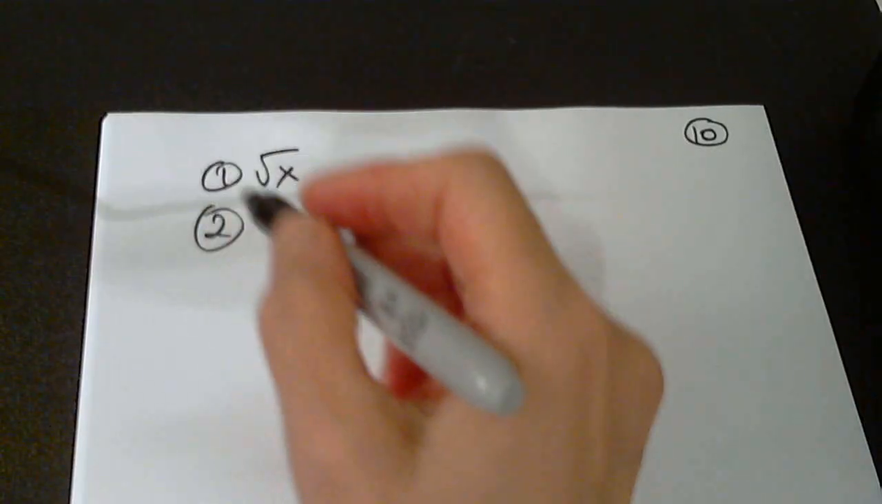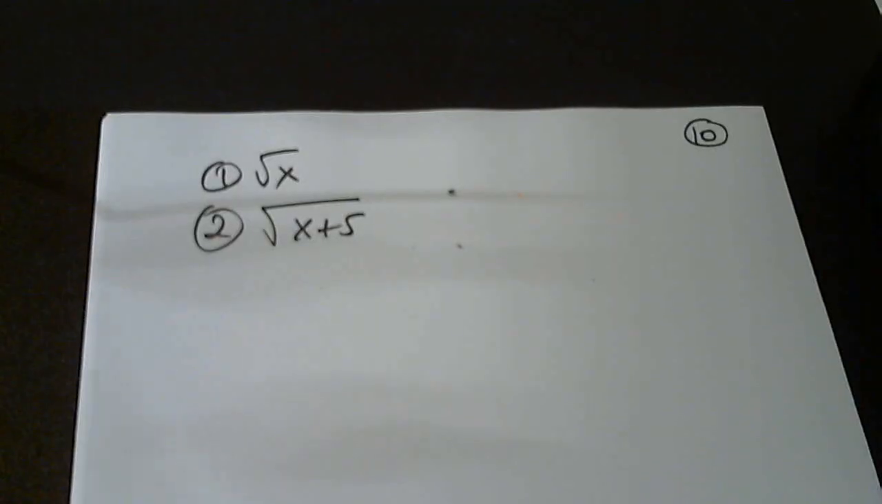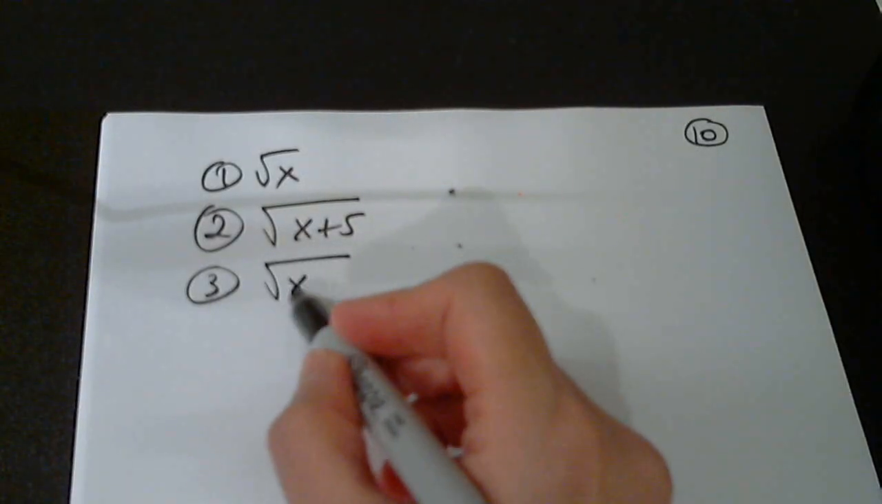Which one? The square root of x plus 5, right? And then finally, what will be the last one? Anyone? It's the square root of x plus 5 plus 6, correct?